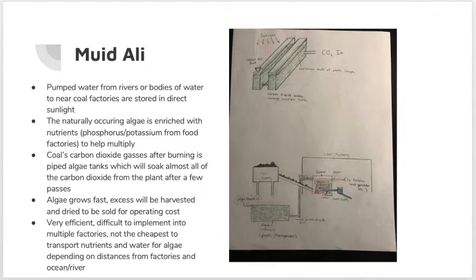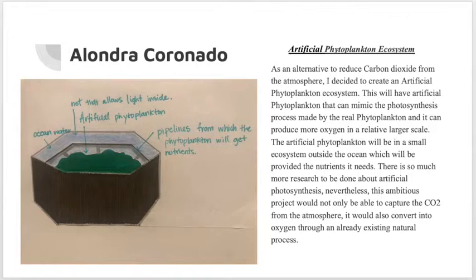Since algae is high in protein and oil content, it can be sold afterwards to recoup costs, even though it won't cover all of the operating costs. Our second design is Coronado's.